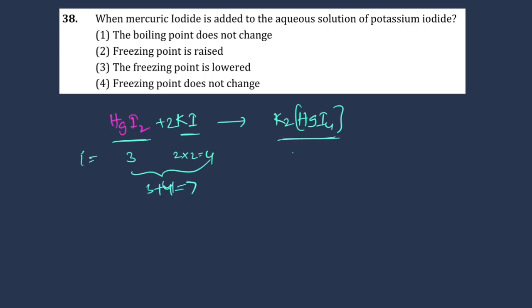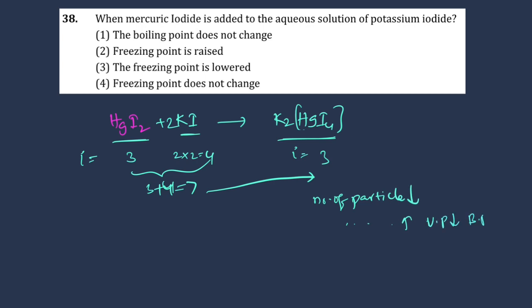Here, how much is its Van 't Hoff factor? That is 2 plus 1 in the square bracket, therefore 3. So 7 particles go to 3 particles. So what happened to the number of particles? It decreases. As I already told, when the number of particles increases, what happens to vapor pressure? It decreases.